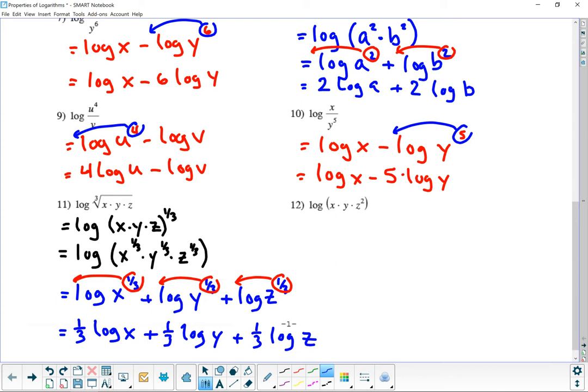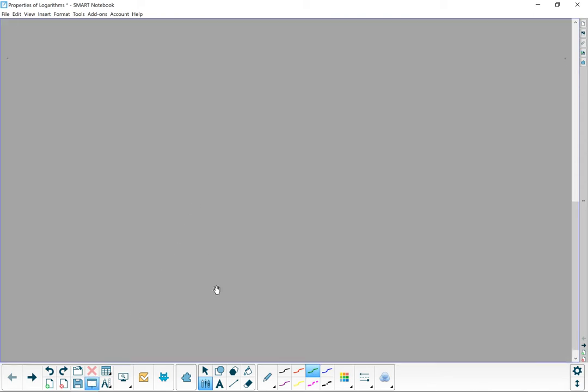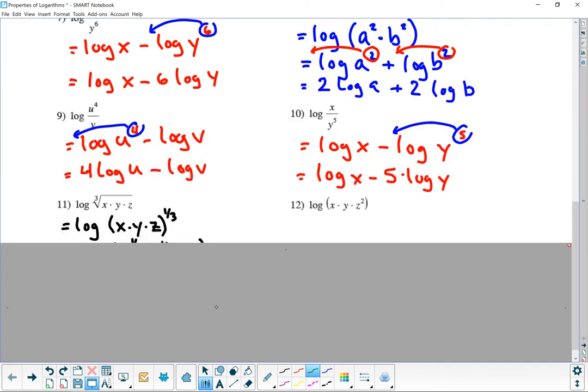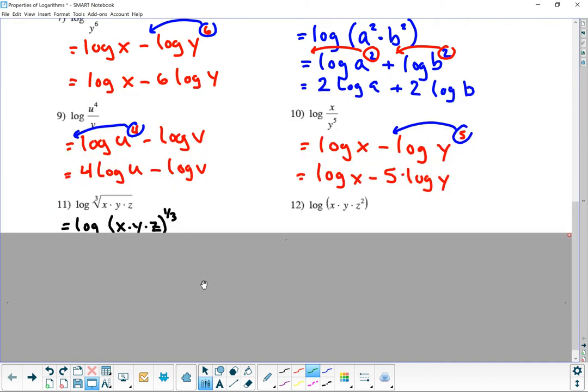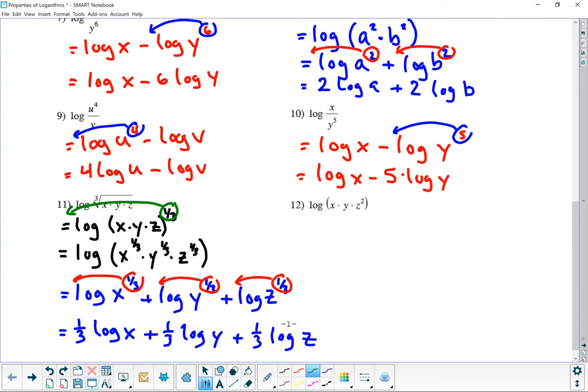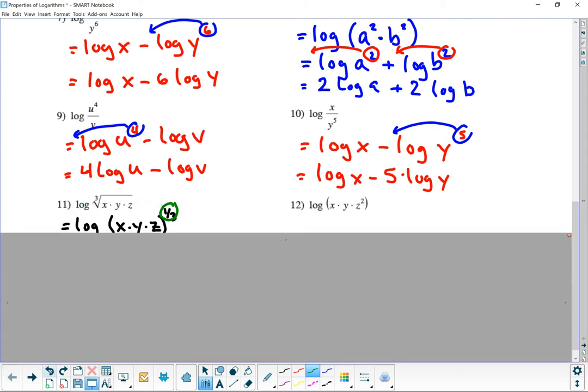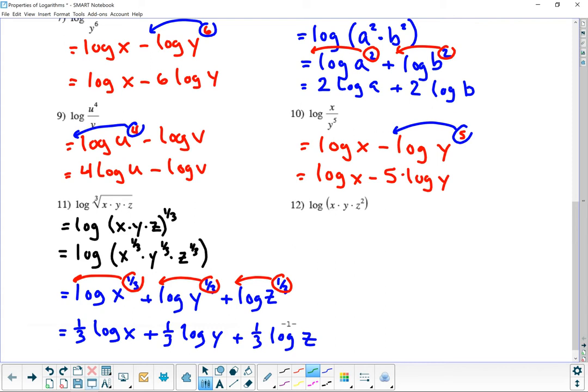And you could have gone another route on this, but I think this is the most straightforward. Other route you could have gone is from here. You can bring this 1/3 to the front using the power rule first, and then that 1/3 is going to get distributed into the log of x, y, z using the product rule, which means log x plus log y plus log z, and then that 1/3 is going to get multiplied into all of them. Okay, so you could have done any way, but I've chosen to go this way.